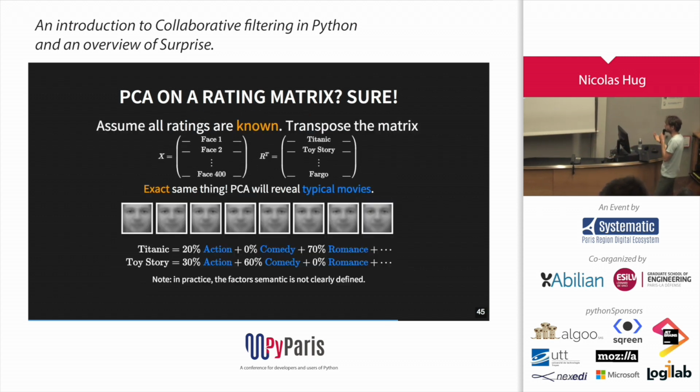And we can also do the same for items. If we just transpose our matrix, the columns become the rows, okay? So instead of having users in the rows, we have items in the rows. And we can also do that for the movies. So Titanic will be 20% action, I just made that up, 70% romance, something like that, okay? These coefficients will be revealed by PCA.